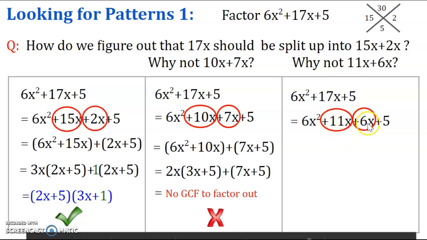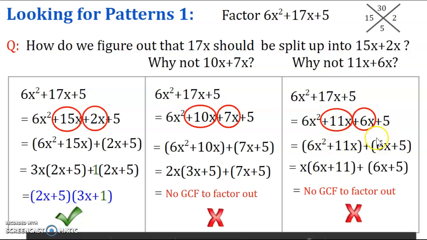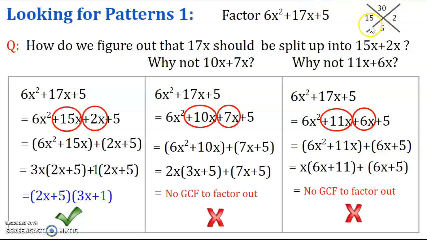Likewise, 11x plus 6x, if I just randomly choose some other number, again, you're not going to have the same factor to take out at the end. So 6x plus 11, 6x plus 5, they're close, but they're not the same. Close enough is not good enough in math. So there is no GCF to factor out, so this does not work either. So make sure you are not just randomly picking some combination that's going to work. You have to go through the diamond problem and then find out how you're going to split the middle term.